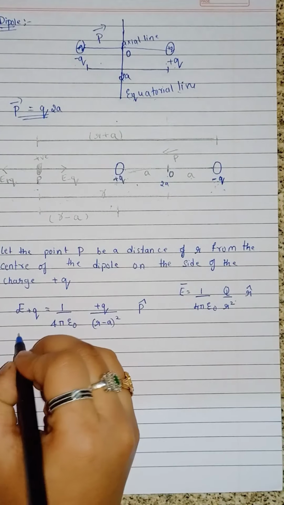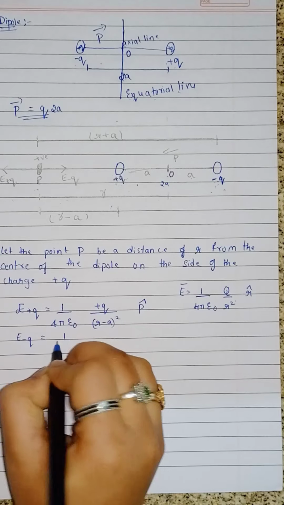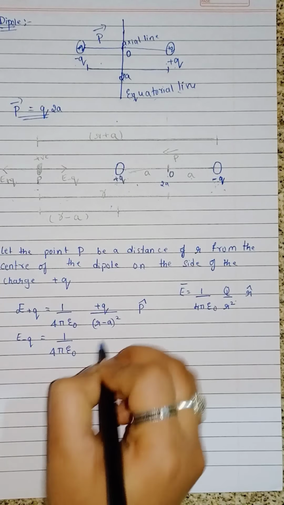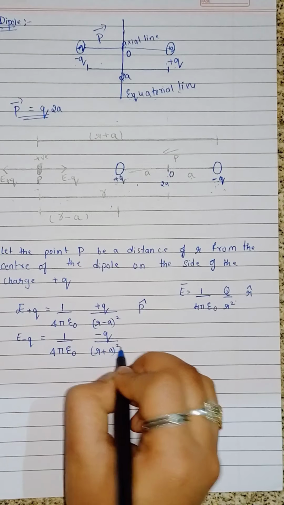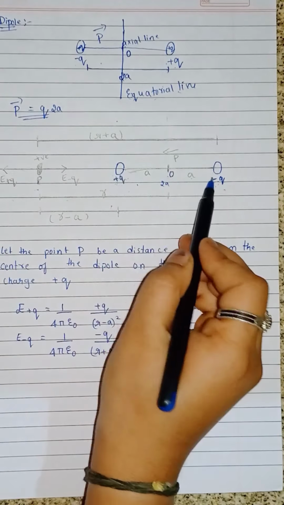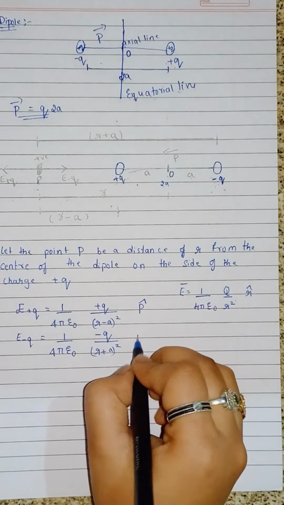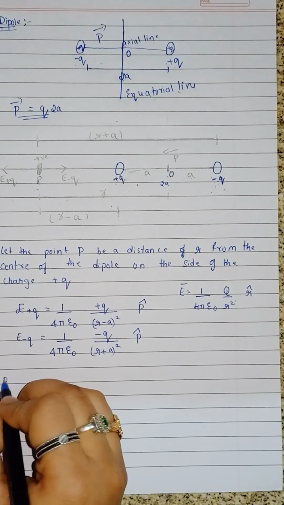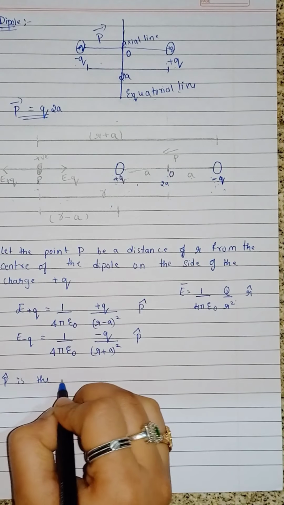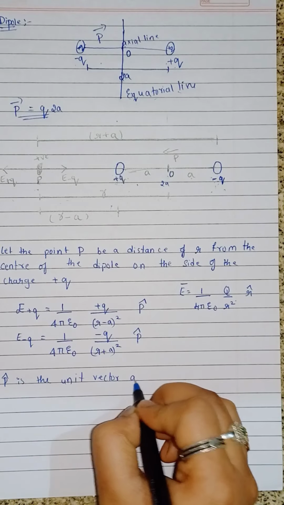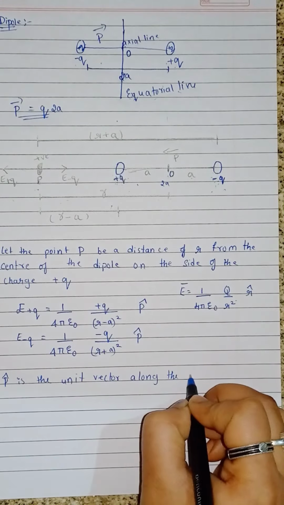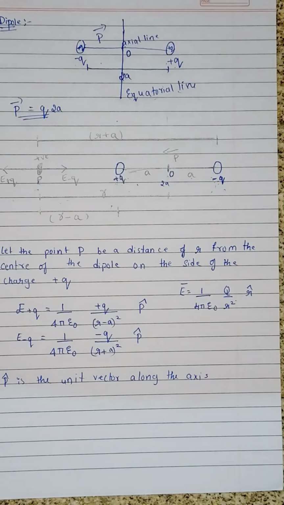Next is the electric field due to negative charge. 1 by 4 pi epsilon naught. Here the charge is negative q. The distance between point P and negative q is r plus a, so r plus a the whole square, p cap. We'll write that p cap is the unit vector which is along the dipole axis, or we can just say it is from negative q to positive q.